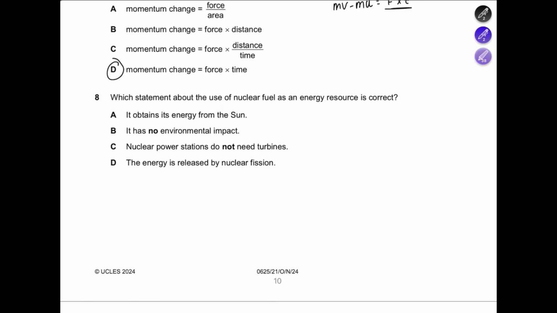Which statement about the use of nuclear fuel as an energy source is correct? The energy which comes from radioactive elements. It obtains its energy from the sun. That's wrong, it does not. That is solar energy. It has no environmental impact. That's also wrong. Nuclear power stations do not need turbines. That's also wrong. The only correct answer is D. The energy is released by nuclear fission when larger unstable nuclei are broken down into smaller ones. This is called nuclear fission and releases energy. They're broken down and release energy.